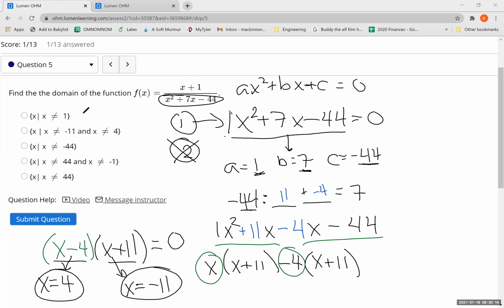So where are both of those bad things represented? This guy here. Okay, I can't be -11 and I can't be 4. I should probably clear everything out.